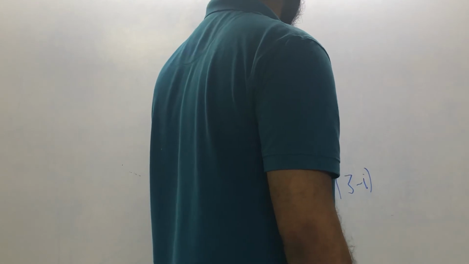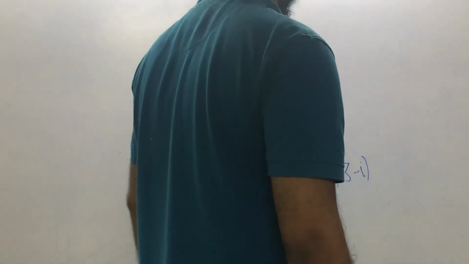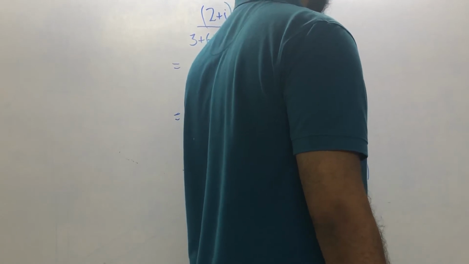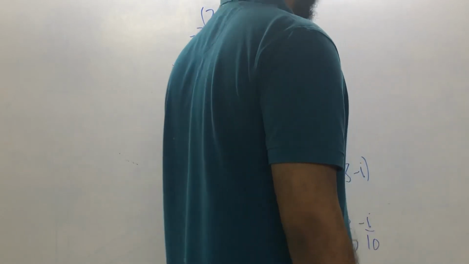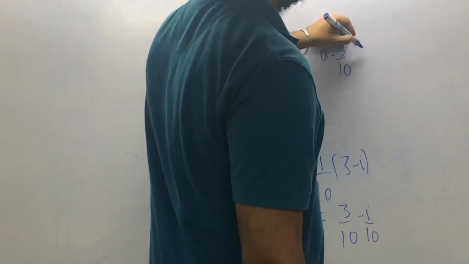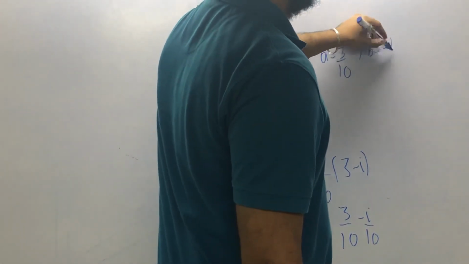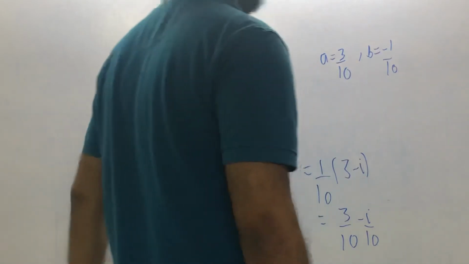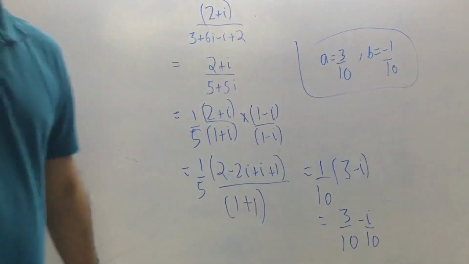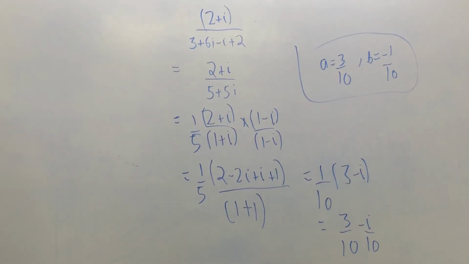So you can write it in this form: 3 by 10 minus i by 10. What is the value of A? 3 by 10. B is minus 1 by 10. Okay. This is the answer.